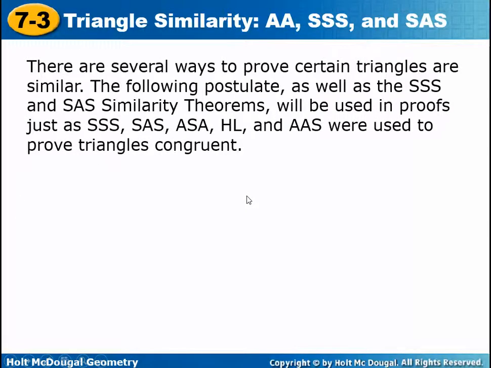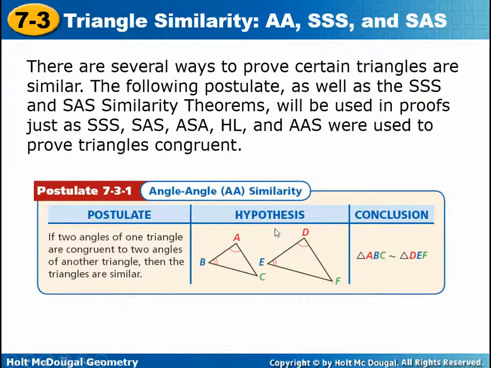All right, so we're going to use the SSS and the SAS similarity theorems, just like the ones that we use to prove triangles congruent. So here's the angle-angle similarity one. This postulate says that if you have two angles of one triangle congruent to two angles of another triangle, then the triangles will be similar. We don't have to know that the third ones are congruent to each other, but they would be by the third angles theorem. So really it's angle, angle, angle, but we only need angle, angle in order to say, yep, these are similar triangles. Note the similarity symbol there.